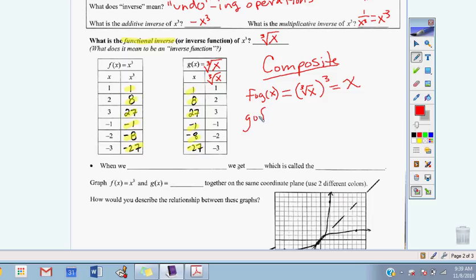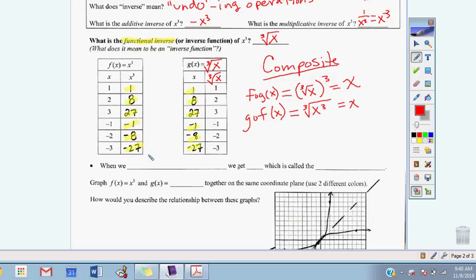Now, if that happens for both of these, f of g of x and g of f of x, those composed of each other, then they're going to be inverses of each other. This one would be a tad bit different because we have to take the cube root and replace the inside now with f of x, which would be x cubed. A little different concept, but it still gets you to x.